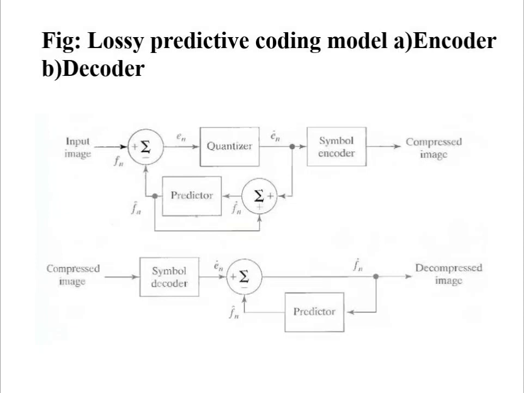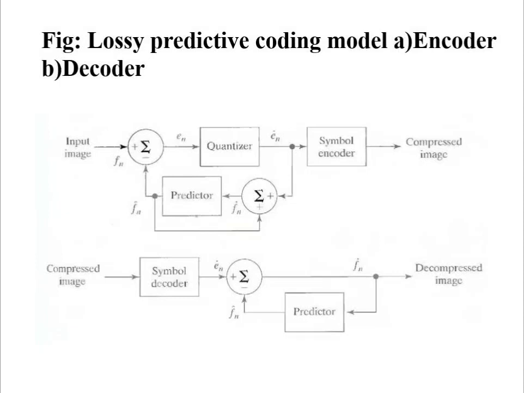This is all about the lossy predictive coding model, that is the encoder and decoder. The quantized error is given by the formula for lossy predictive coding: f.n is equal to e.n plus f cap n. Then the next type of coding is wavelet coding.